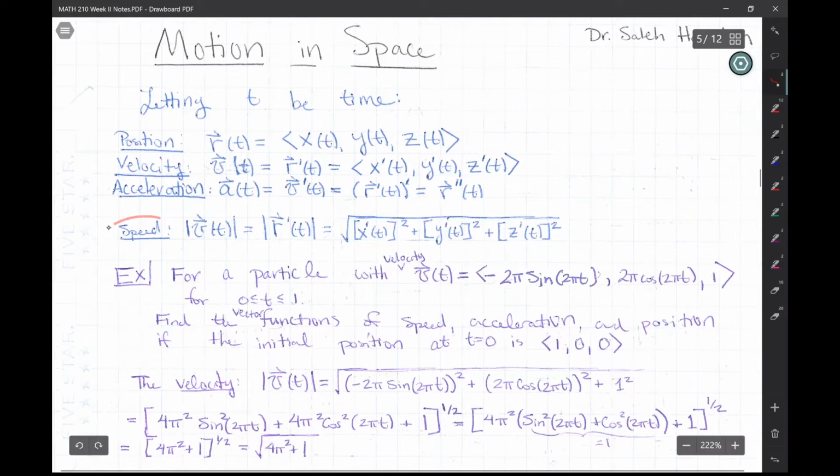Moreover, the speed, something else that's quite relevant when we're talking about motion, is the magnitude of the velocity. So speed is the magnitude of the velocity, which is the magnitude of the derivative of the position vector. It could be written out in this way. Notice that the speed is not a vector. It is a scalar quantity.